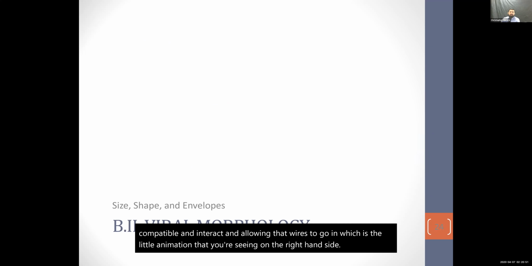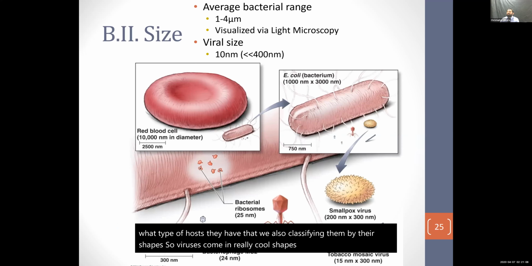Now, the third and final piece that we're going to address before we move on to cooler stuff is that not only do we classify them by their genome, we classify them by what type of hosts they have, but we also classify them by their shapes. So viruses come in really cool shapes too. Remember that we're looking at first scale. Remember we talked about the size of these guys in comparison to everything else.